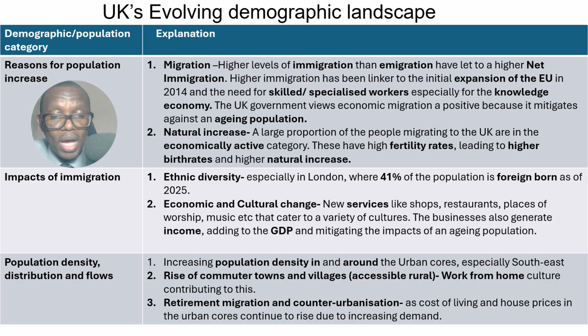Okay, moving on to the next category here, and that category is the impacts of immigration. So the impacts of people coming into the UK. So people coming into the UK has caused ethnic diversity within the country, and especially in the urban cores like London. In London, we have 41% of the population being foreign-born as of 2025. So these are recent figures that I looked up, and that is quite a significant number of people that were not born in this country.